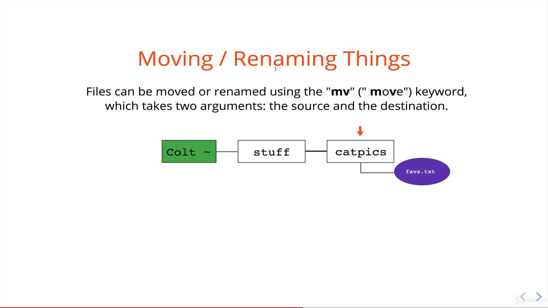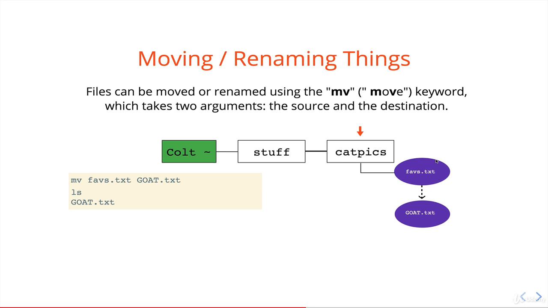So let's take a look at an example. We're in the directory catpics, as signified by this little arrow. Inside of catpics, there's a file called faves.txt. Okay, so if we write mv faves.txt goat.txt, what this will do is rename faves.txt to goat.txt, without moving it anywhere. It's in the same destination folder, but we've just changed the name. So as you can see by the diagram, the name has been changed. If we type ls now from inside catpics, there is no longer a faves.txt, it's just goat.txt.